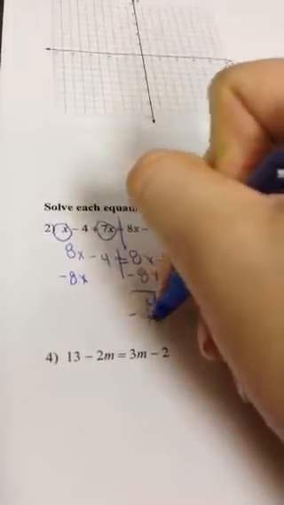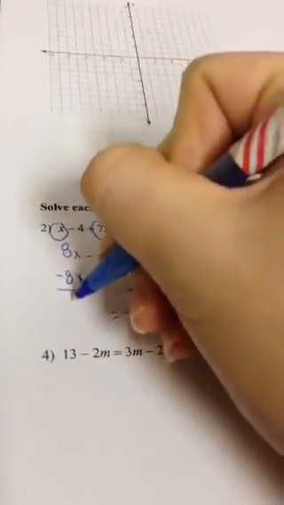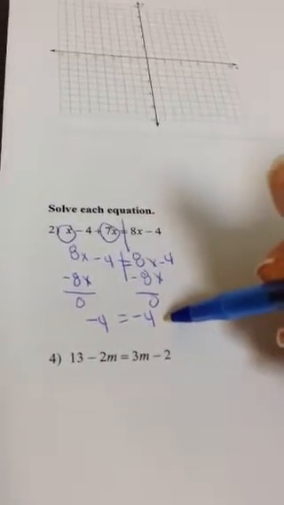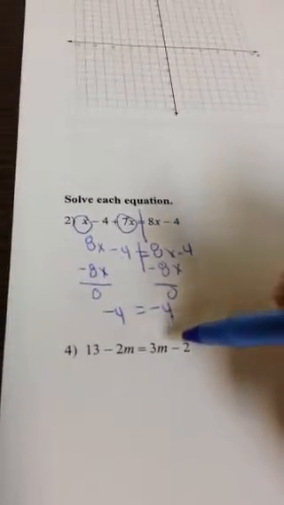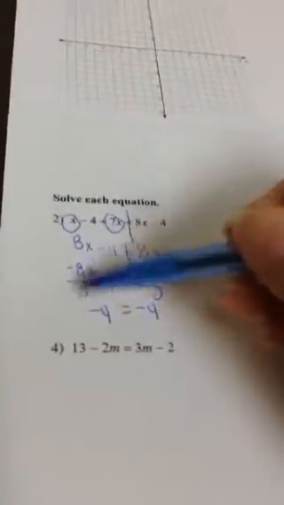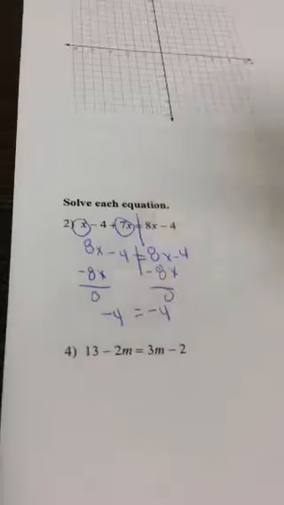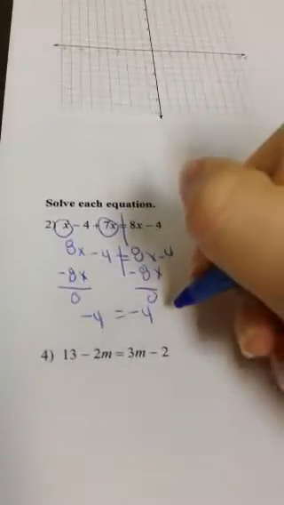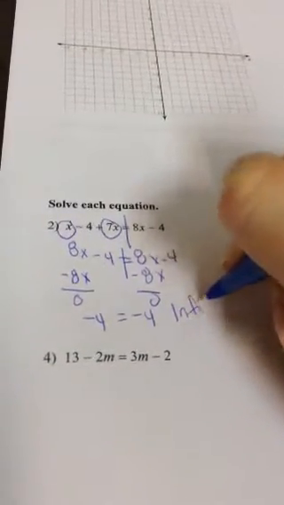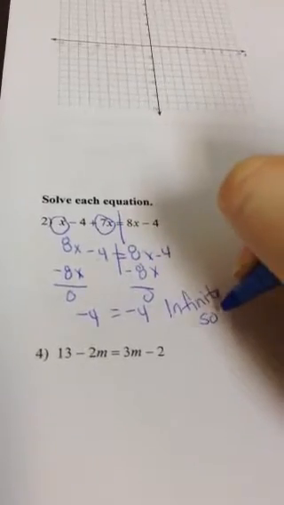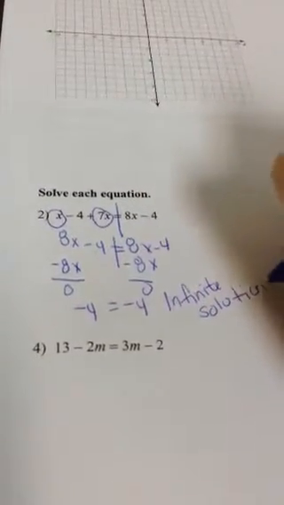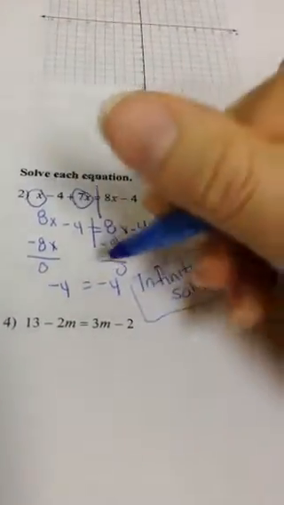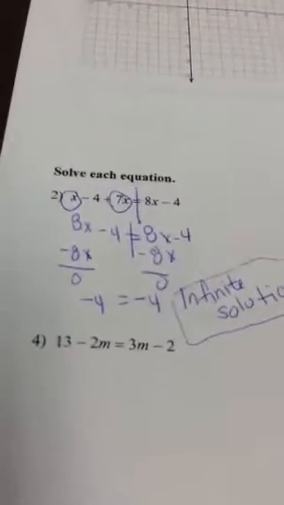I'm left with negative 4 equals negative 4. So my variable in this case completely goes away. And when this happens in math, we can say one of two things. If these two numbers would have been different, we would say there's no solution, cannot be solved. Since these two numbers are exactly the same, we say there are infinite solutions, meaning basically these two equations are exactly the same. So infinite solutions. Pretty rare that happens though.